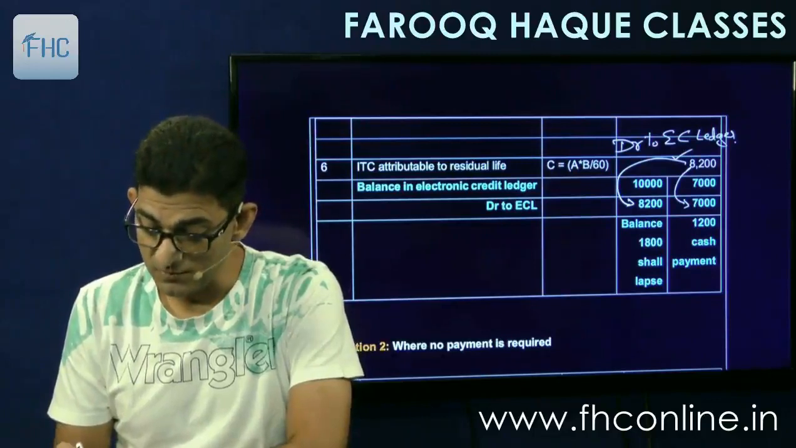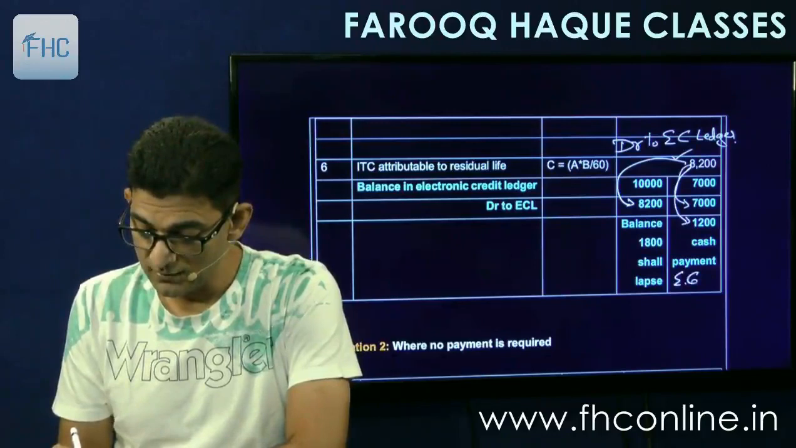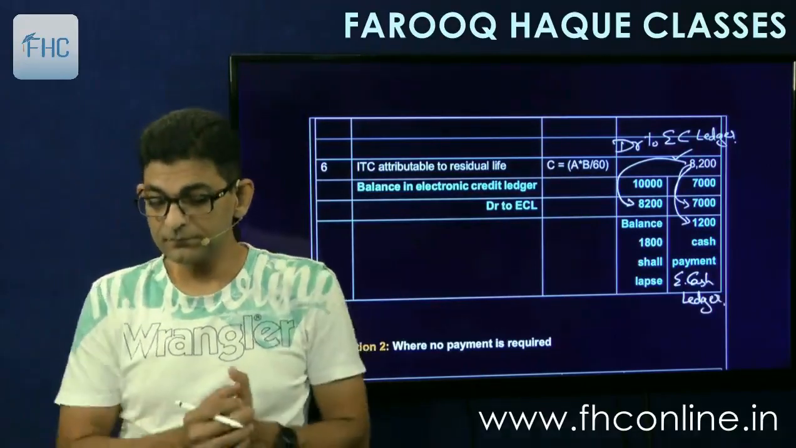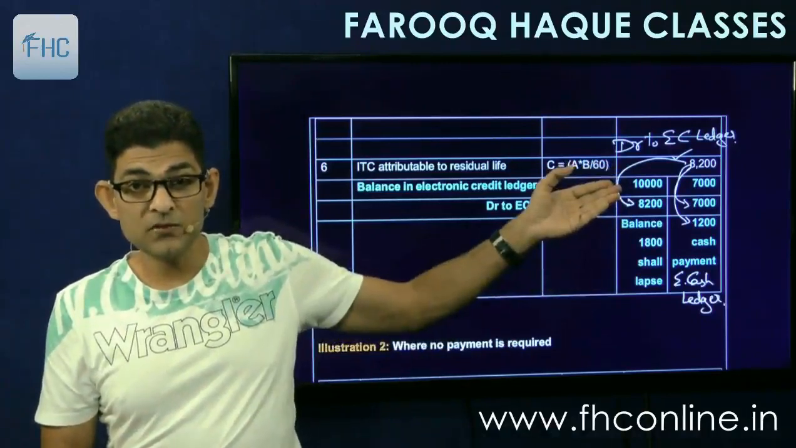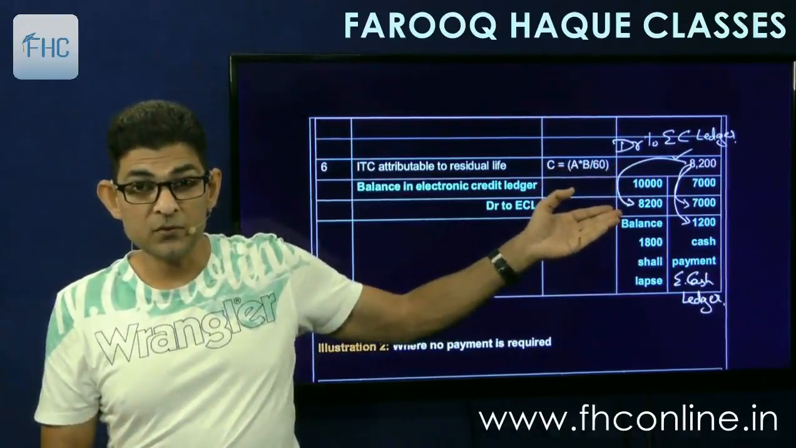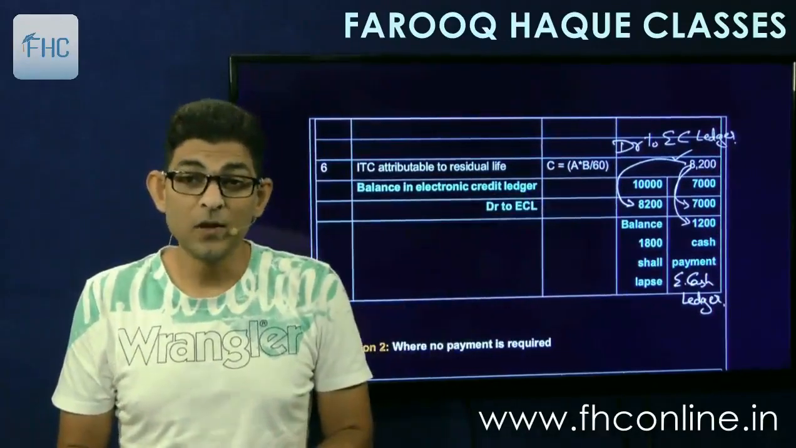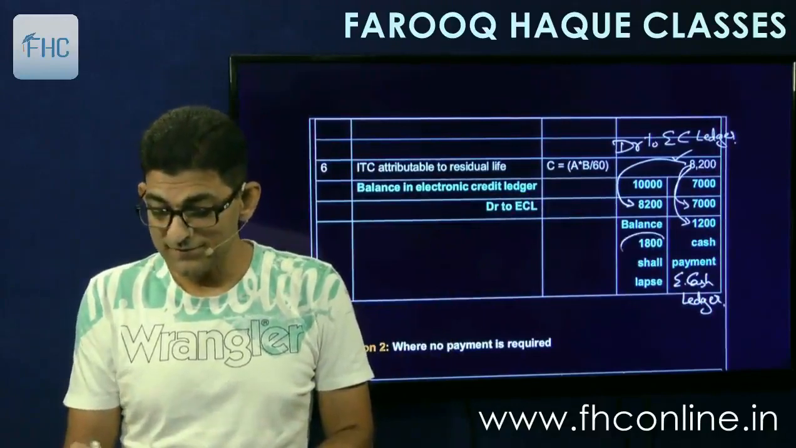So this is cash payment. Cash payment means electronic cash ledger. And in this case, the total balance was 10,000. You have debited 8,200. So the balance which is left will lapse. The balance lapses.